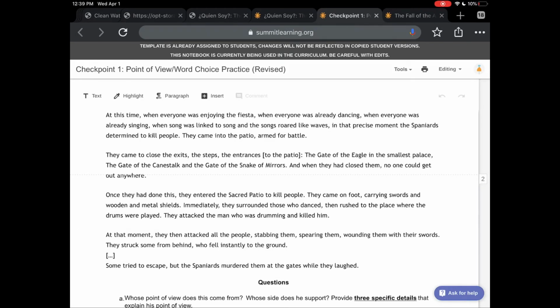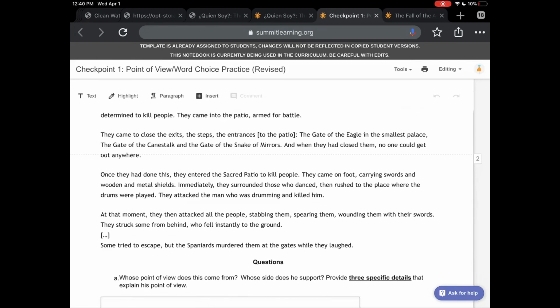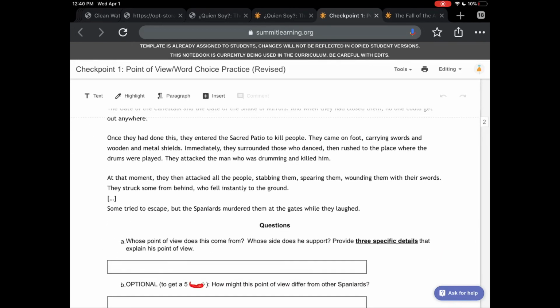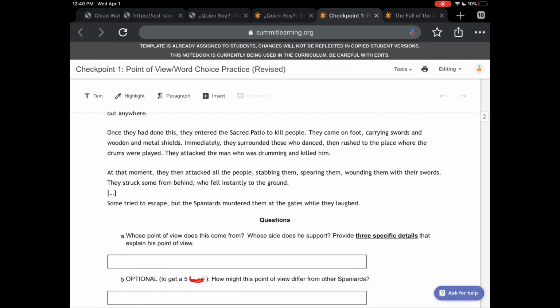They came to close the exits, the steps, the entrances, the gate of the eagle in the smallest palace, the gate of the canestalk, and the gate of the snake of mirrors. When they had closed them, no one could get out of the festival. Once they had done this, the Spanish entered the sacred patio to kill people. They came on foot, carrying swords and wooden and metal shields.